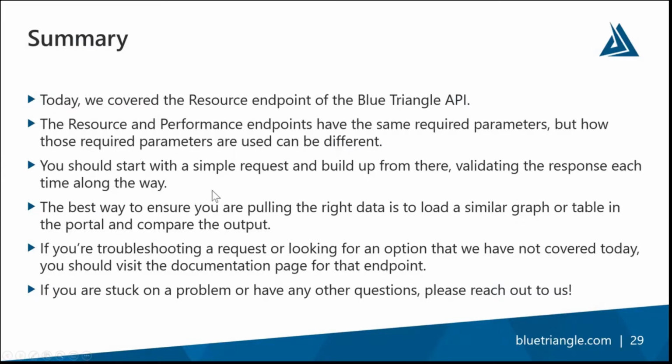When putting together a new request to the API, you should always start with a simple request with the minimum parameters and build it up from there. Another helpful tactic is to validate the response each time you add a new parameter along the way. Also, the best way to ensure you're pulling the right data is to load a similar or the exact graph or table you're trying to replicate in Blue Triangle, and compare that with the output from the API.